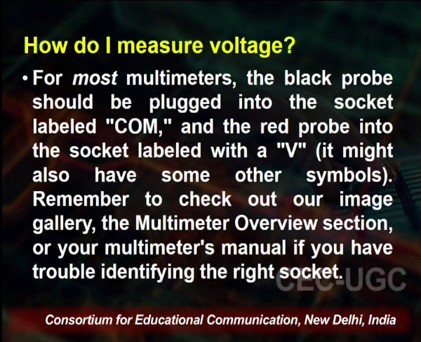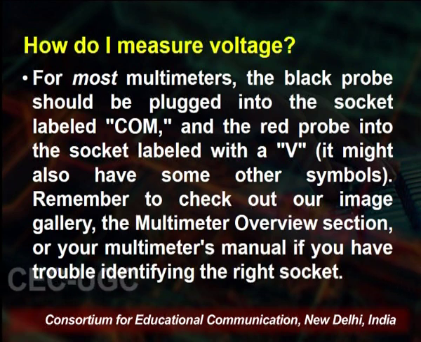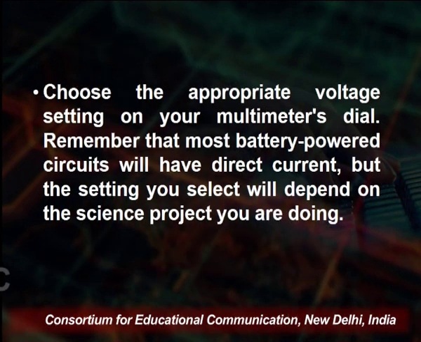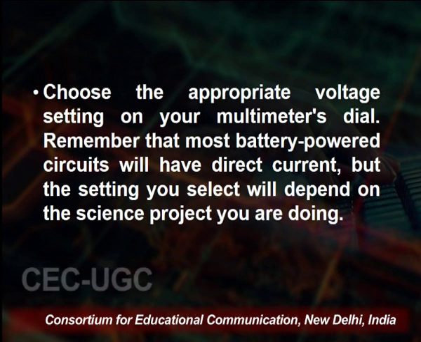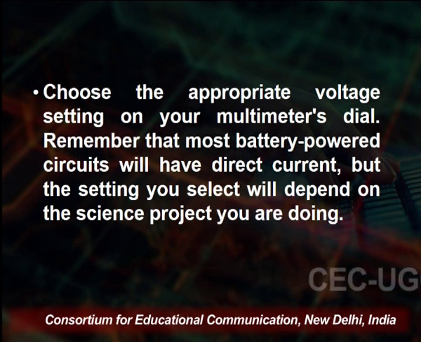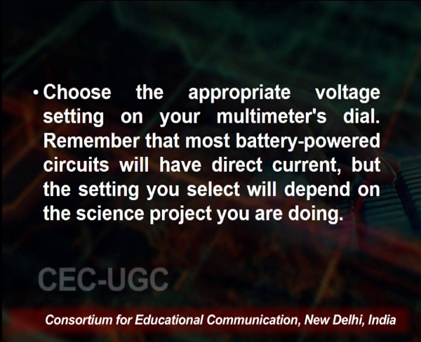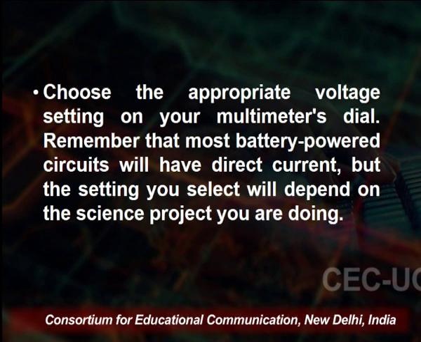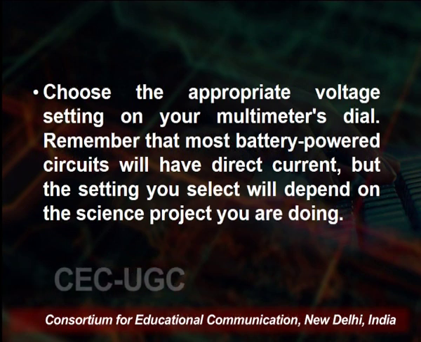Remember to check out the image gallery, the multimeter overview section, and the multimeter manual, which define how these knobs are connected internally. We can check that through the manual. Now choose the appropriate voltage setting on the multimeter dial, as a particular value from 20 volt to 200 millivolt is mentioned. That value is adjusted through the knob.